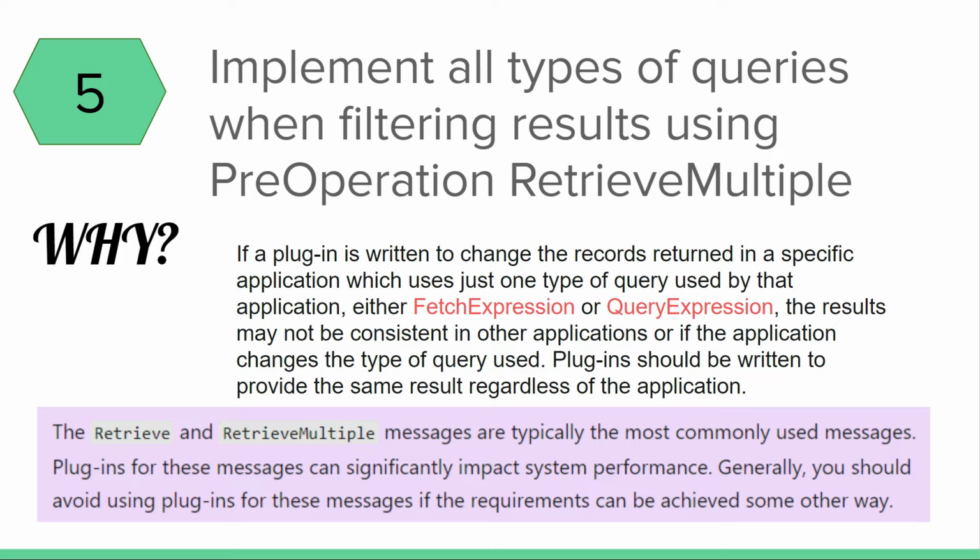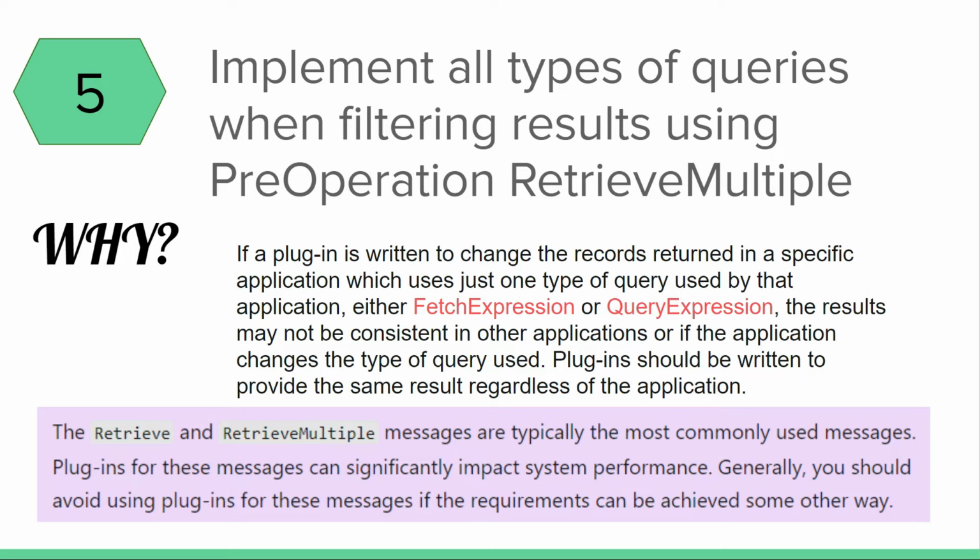So what is the symptom? Why do you need this best practice? Because if a plugin is written to change the records returned in a specific application which uses just one type of query used by the application, either fetch expression or query expression, the results may not be consistent in other applications. If the application changes the type of the query used, plugins should be written to provide the same result regardless of the application.